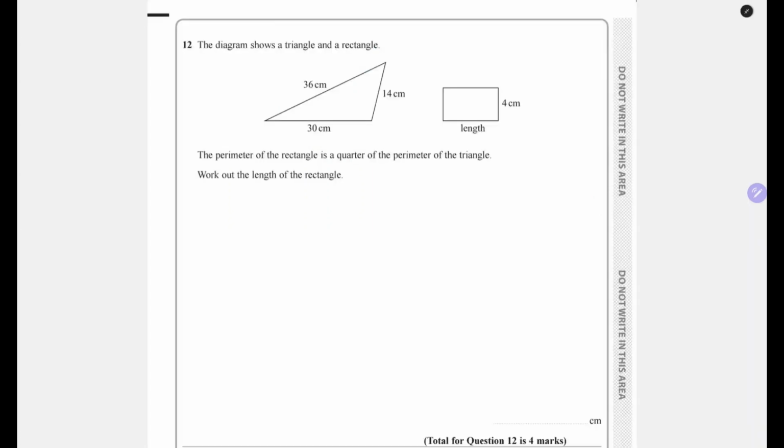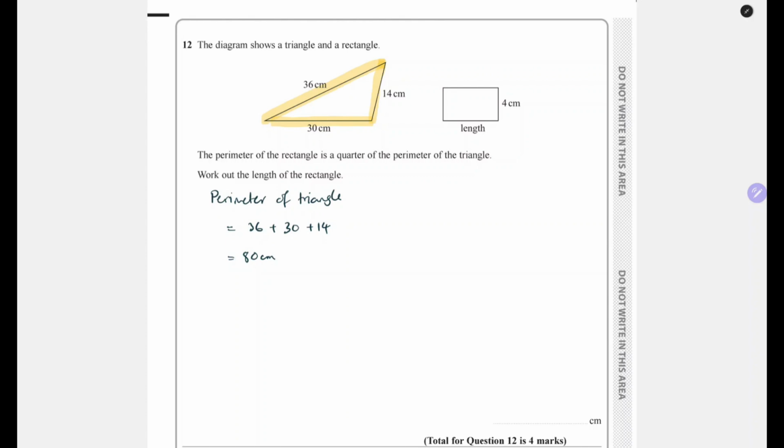Question 12 says, the diagram shows a triangle and a rectangle. The perimeter of the rectangle is a quarter of the perimeter of the triangle. Work out the length of the rectangle. So the perimeter is just the length of the outside. And so the perimeter of the triangle is equal to 36 add 30 add 14, and that's equal to 80. So the perimeter of the triangle is 80.